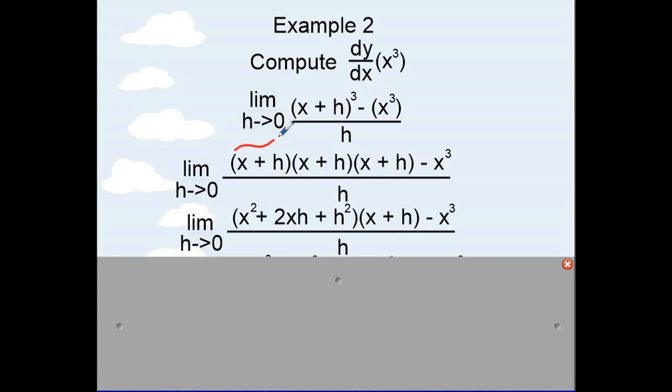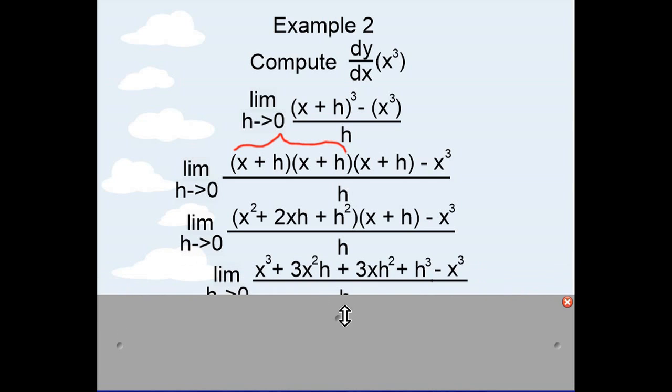So if we do x plus h times x plus h, we should end up with x squared plus 2xh plus h squared, because we multiply x times x for x squared, h times x for an xh, h times h for h squared, x times h for another xh, so we get 2xh. And we still have this x plus h over here, so we'll have to expand that even further.